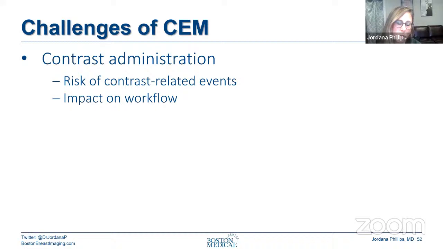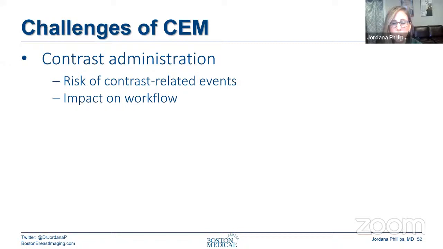There's also a challenge of contrast administration on workflow. Again, we have to place an IV line. We have to screen patients to make sure they're not at increased risk for developing a contrast reaction. And so that can impact the workflow through the department.